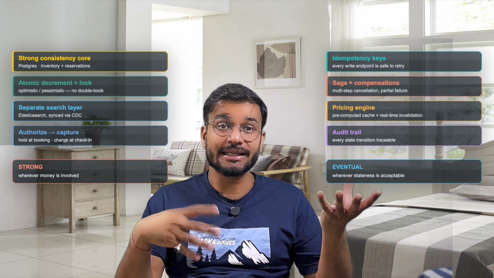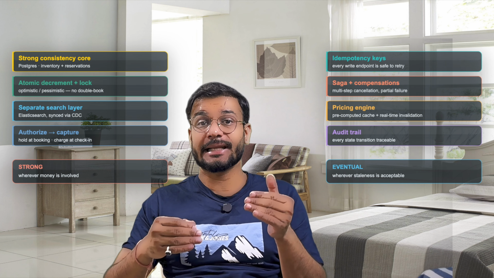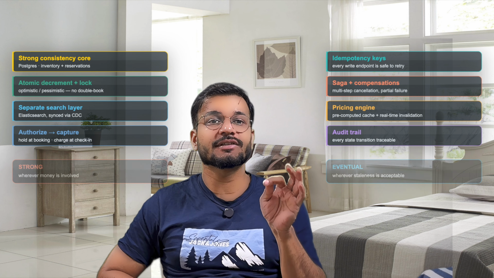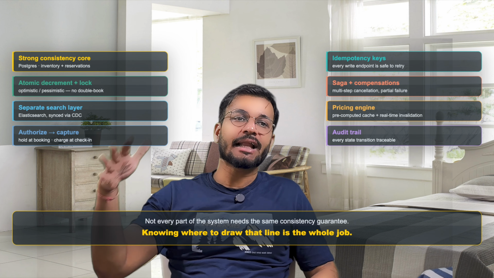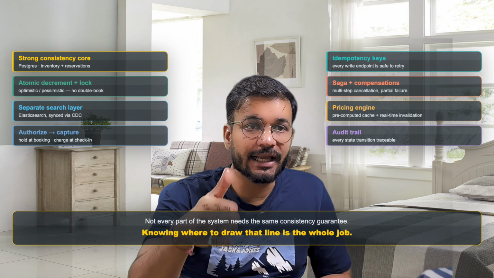A Saga pattern for multi-step operations like cancellation where partial failures need compensating transactions. A pricing engine with pre-computed cached prices and real-time invalidation. An event sourcing model for full audit trail and traceability. And a carefully layered consistency model. Strong where money is involved, eventual where staleness is acceptable. The key insight is not every part of the system needs the same consistency guarantee. Knowing where to draw that line is what separates a good system design from a great one.